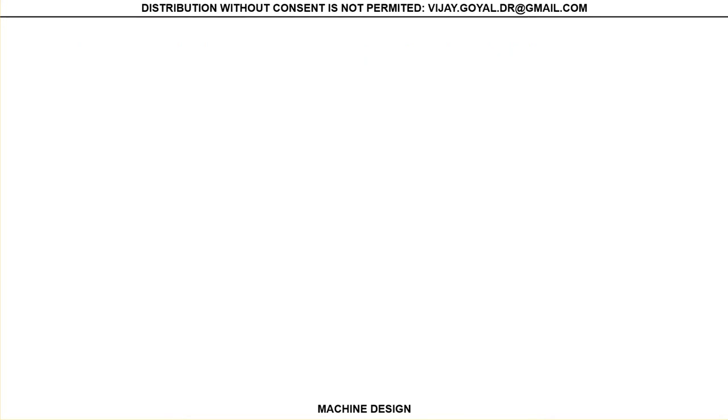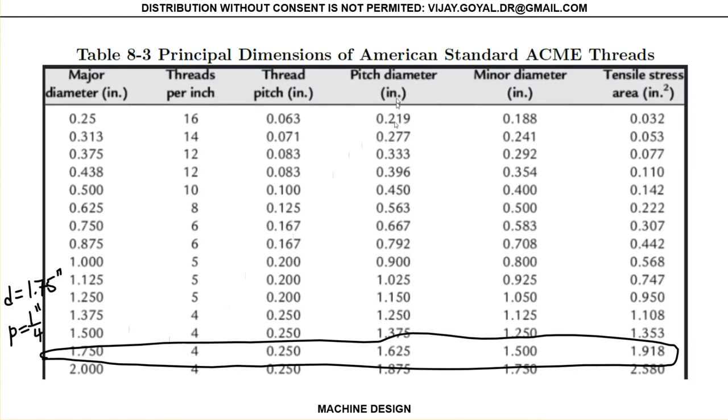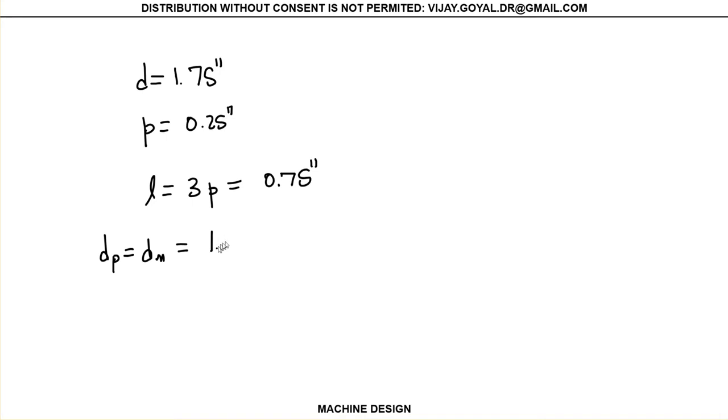So let's go ahead and see what happens. So your diameter is equal to 1.75 inches. Your pitch is equal to 0.25 inches. Your lead is equal to 3 times P, and that will give you 0.75 inches. And your pitch diameter or your mean diameter, remember they're all the same. So your pitch diameter is 1.625. This comes from your table.